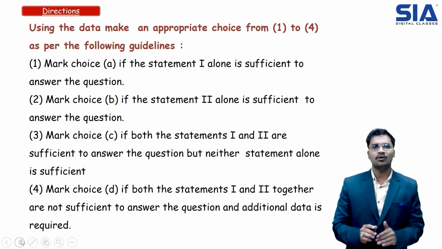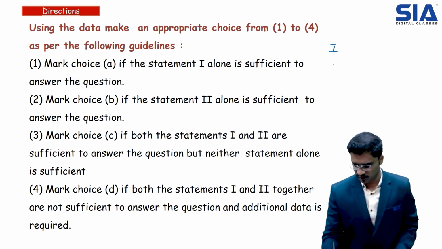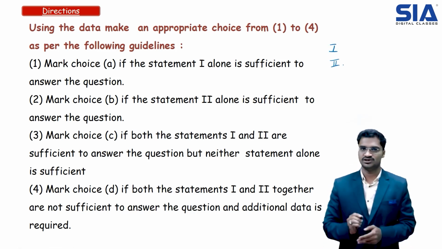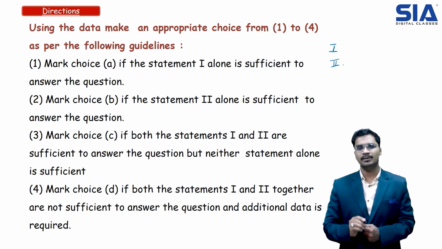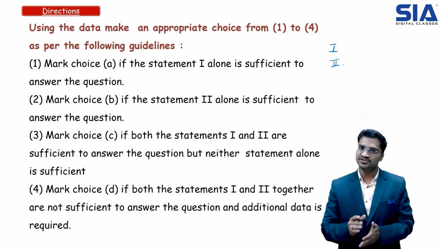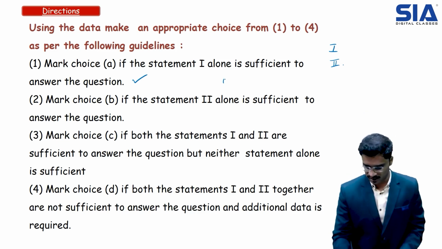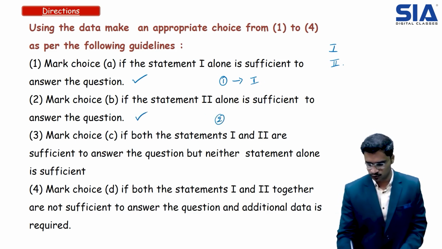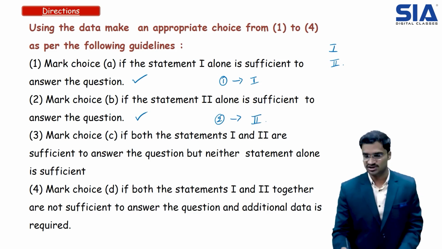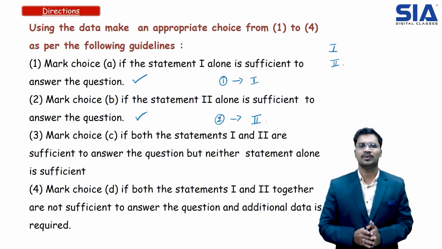There are only two statements given in our data sufficiency questions, statement 1 and statement 2. If statement 1 alone is sufficient to answer our question, we have to mark option 1. Next, we have to mark option 2 when statement 2 alone is sufficient. So if statement 2 alone is giving our answer, then we mark option 2.